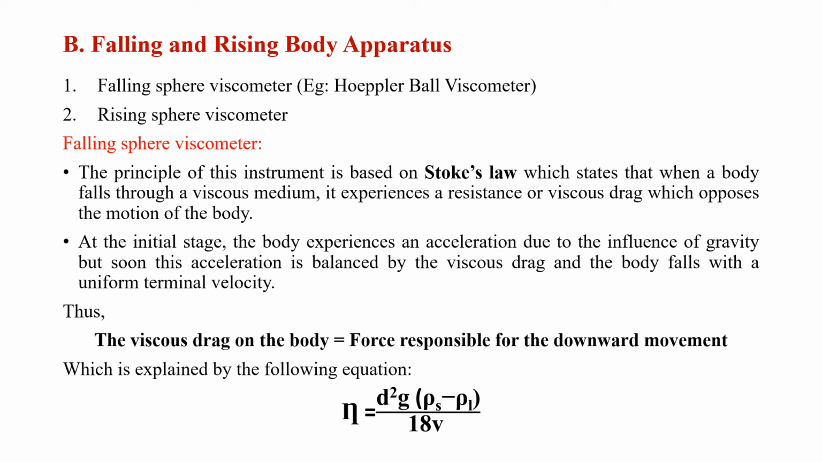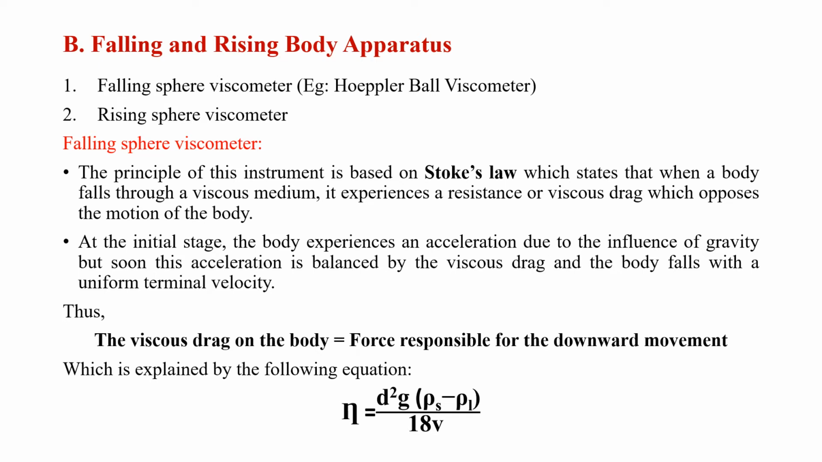And the next method is the falling and rising body apparatus. In this type of apparatus, the name itself indicates that we have some body or a ball which falls or which rises. Now, to get started with this type of apparatus, I would like to quote one example.